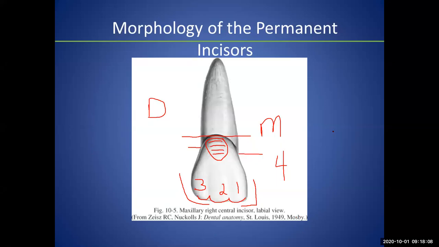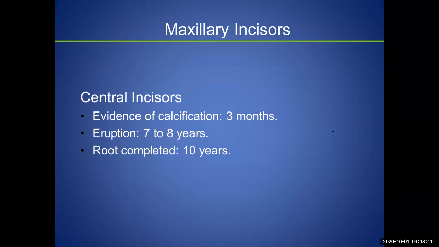So let's see what the chapter says. Maxillary incisors. You have central incisors that evidence of calcification start at 3 months. So they start forming very early after birth. The eruption is 7 to 8 years. Now these are the maxillary incisors. Now look at this, but the root completion is 10 years. So 2 to 3 years later, the root is completed, okay? Because when the tooth first erupts, that root has not completely formed.